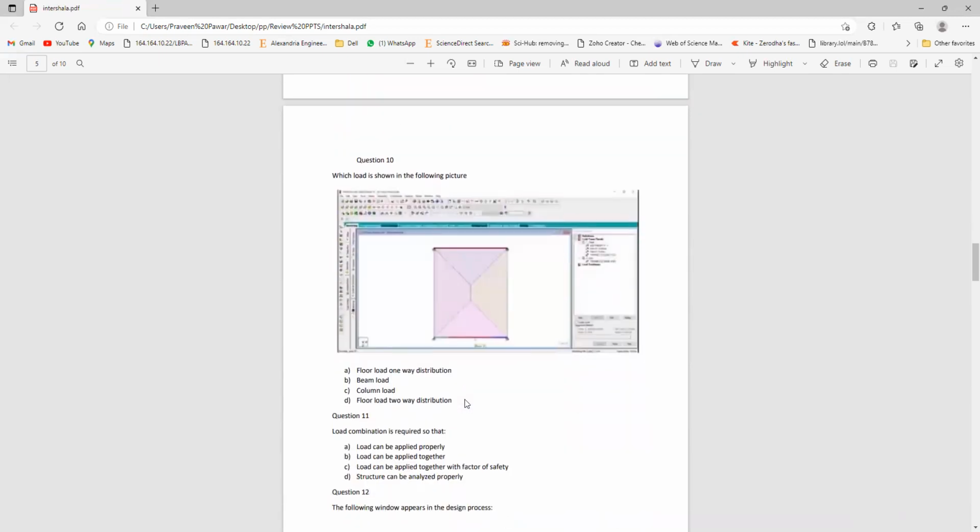Now in question 10: which load is shown in the following picture? By looking at this picture, what does it represent? This picture is given for two-way load distribution. It is a two-way floor load distribution, a distribution of floor load in two directions. So option D is the right answer for question 10.